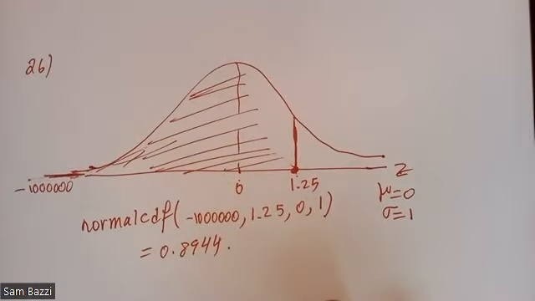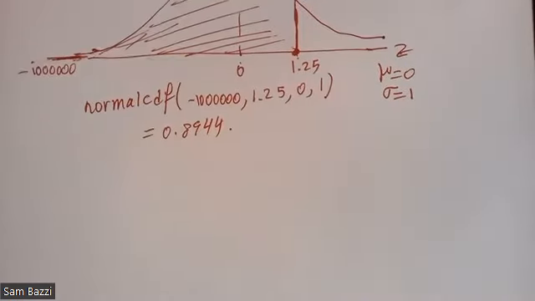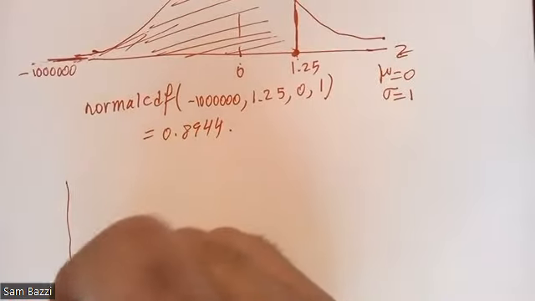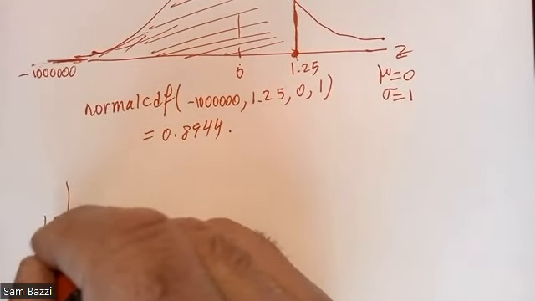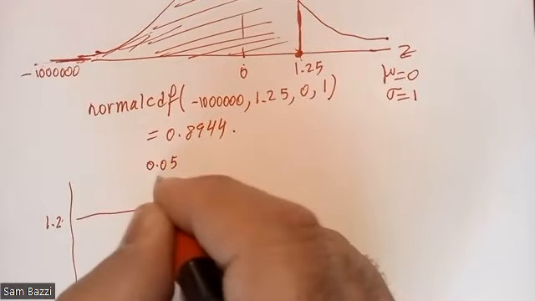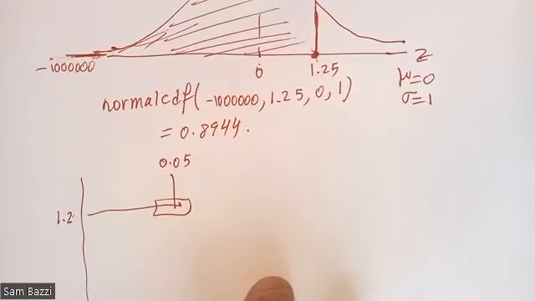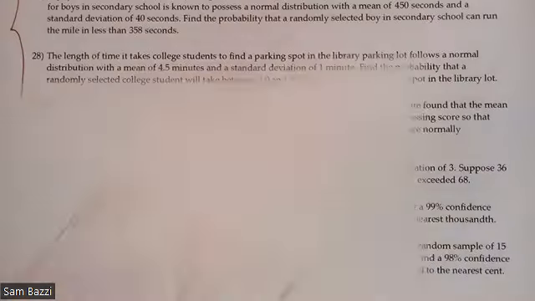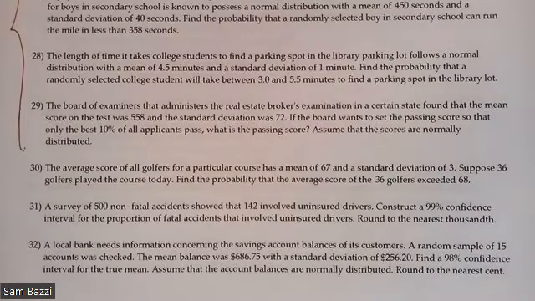Now, if you have your table, you're going to get 0.8944. When you use your table, simply go to 1.2 right here. And then you're going to go to 0.05 and see where the 2 values meet, and you're going to get the same value. Okay. But I'm using technology here.